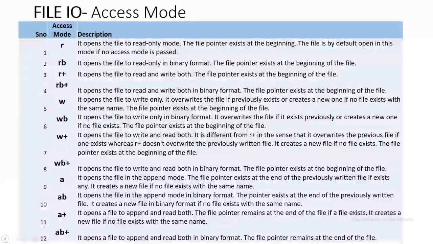So basically, you see we have 12 modes right here, but they are so easy to understand. And this is important for you to know.